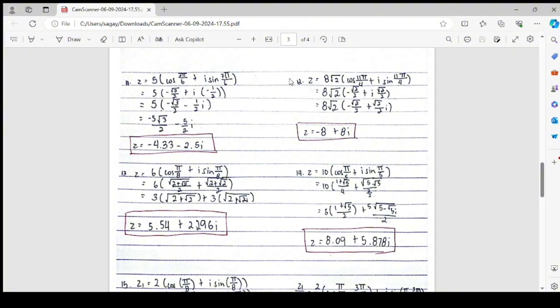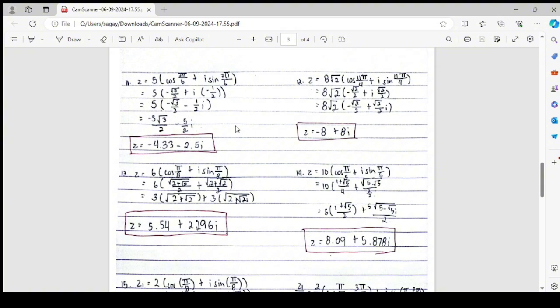Moving on to number 12, z is equal to 8 square root of 2 times the quantity cosine 11 pi over 4 plus i sine 11 pi over 4. We get 8 square root of 2 times the quantity negative square root of 2 over 2 plus i square root of 2 over 2. Then again, we move the i to the right side, so it becomes 8 square root of 2 times the quantity negative square root of 2 over 2 plus square root of 2 over 2i. If we put this in a calculator again, we will get the final answer, which is z is equal to negative 8 plus 8i.